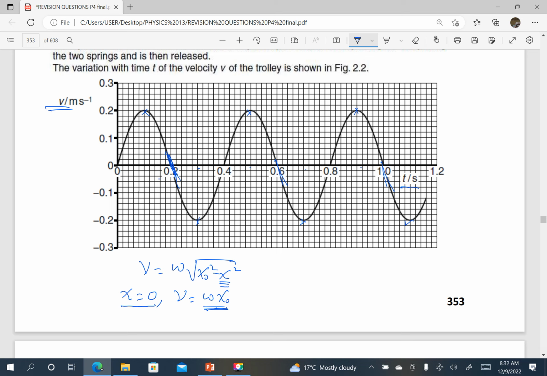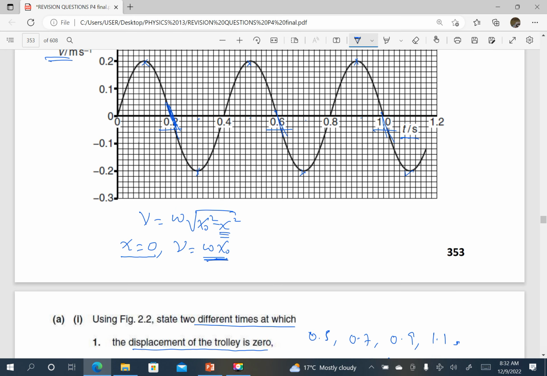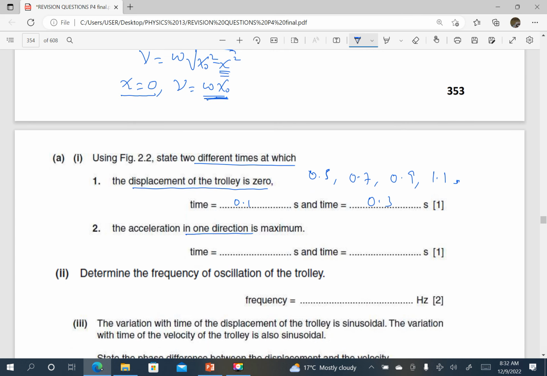So I can choose 0.2 and 0.6, or 0.2 and 1.0, 0.6 and 1.0, and so on and so forth. That is in one direction. By the way, I could also choose 0, 0.4, 0.8, and so on and so forth. So the acceleration in one direction is maximum. So you have choices such as you could choose 0 and 0.4, or you choose 0.4 and 0.8, and so on and so forth.